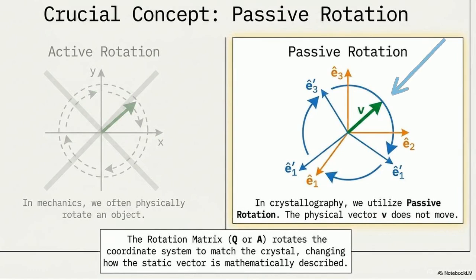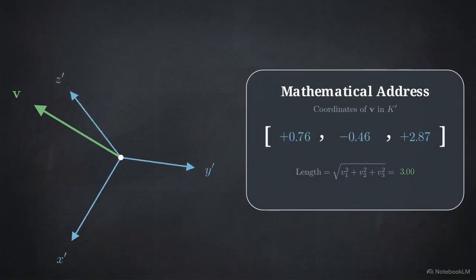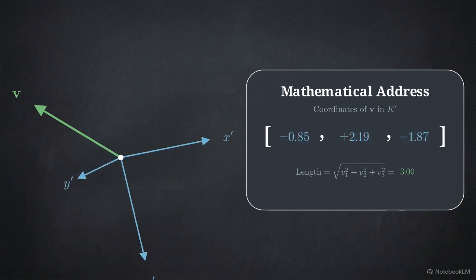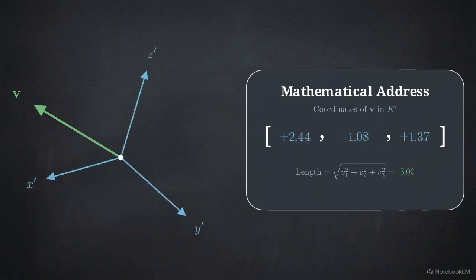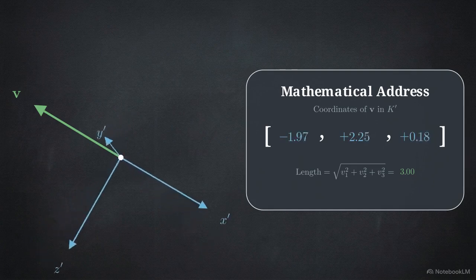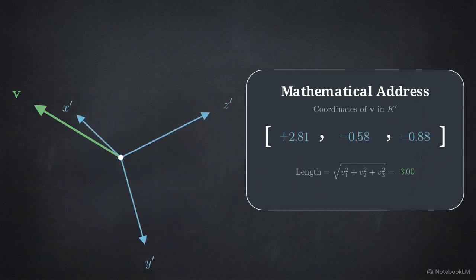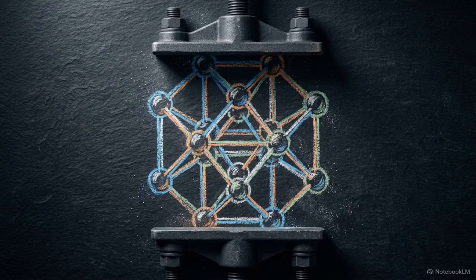The physical green vector never moves. Instead, the observer's perspective, the blue crystal axis, rotates around it. As the reference frame shifts, the numerical values describing the vector update in real time. The mathematical address changes, but the object itself remains firmly anchored. This cognitive shift aligns our mathematical viewpoint with the crystal's exact atomic planes, without altering the physical forces acting upon the material.